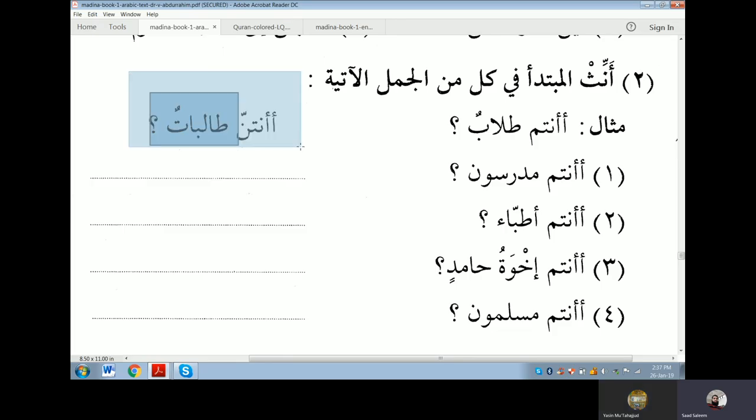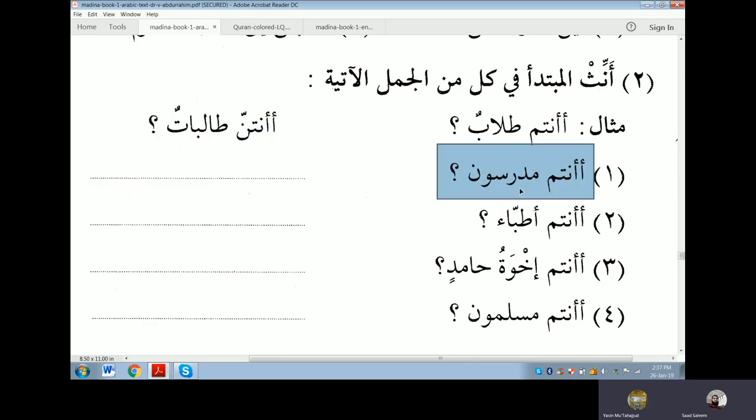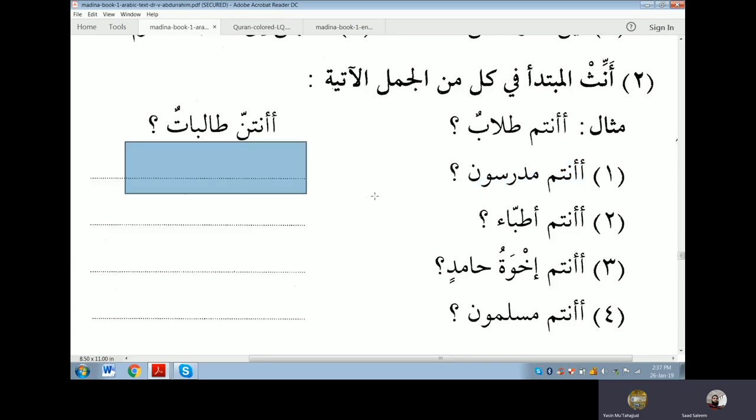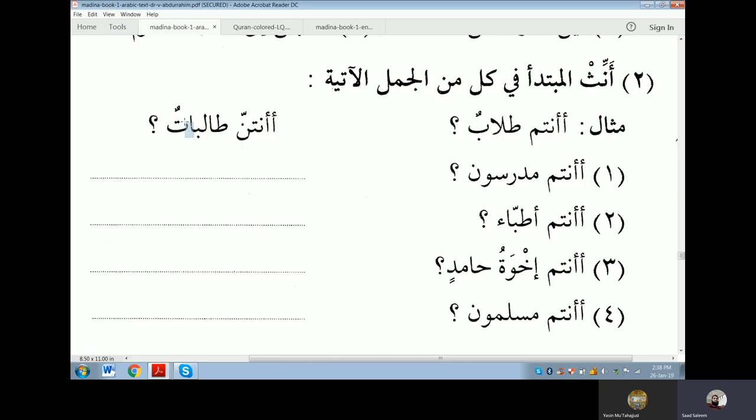In this way, we just change masculine into feminine in all these sentences, okay? Antum mudarrisuna. Good. And that's for any of you teachers. So it would change to antunna mudarrisatun. Mudarrisatun. You will add alif ta at the end.